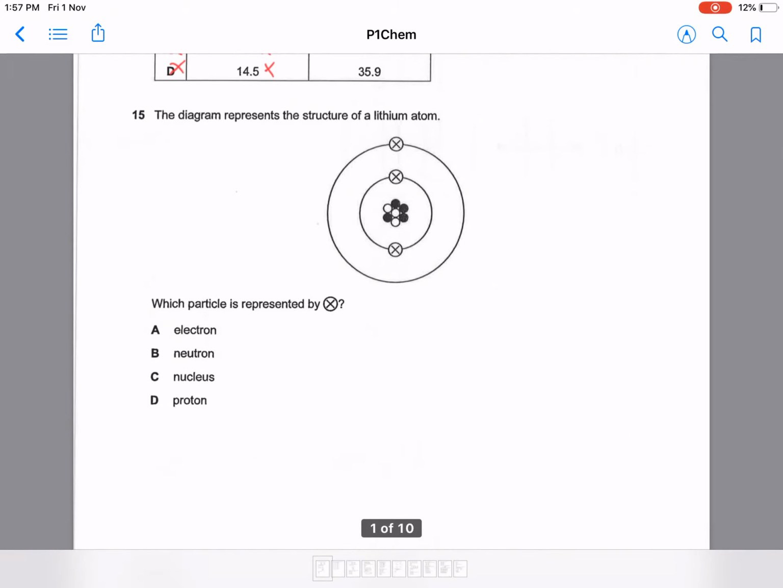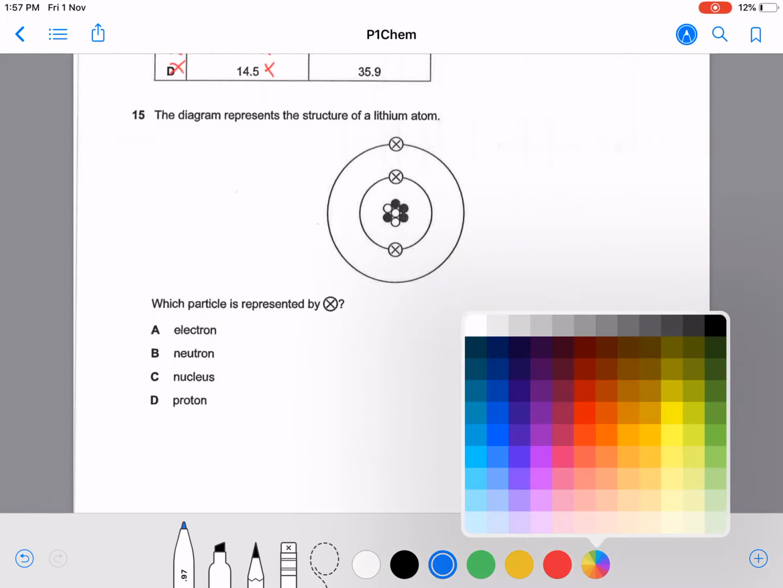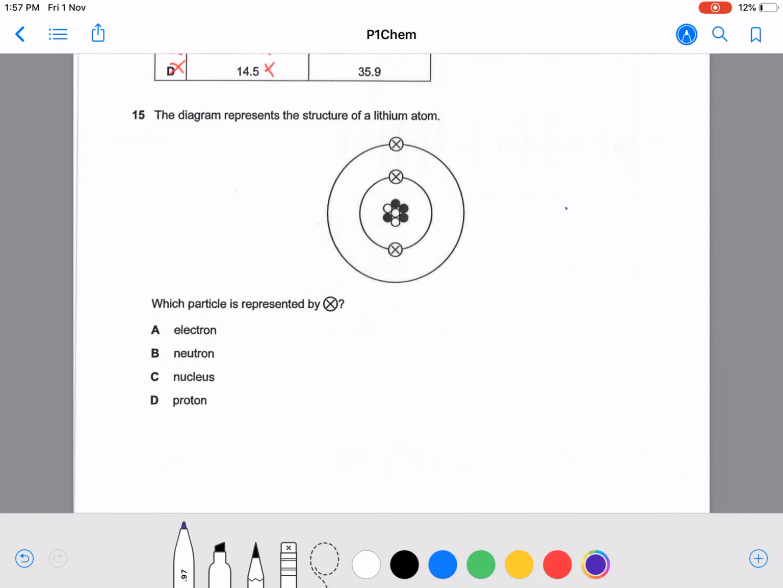15. This represents a lithium atom. It's worth getting funky on this one. We should do the colour, couldn't we? We've got some solid black ones here, some empty black ones, and a circle with a cross. Now we're not sure whether this is protons and this is neutrons. It doesn't give you that information.